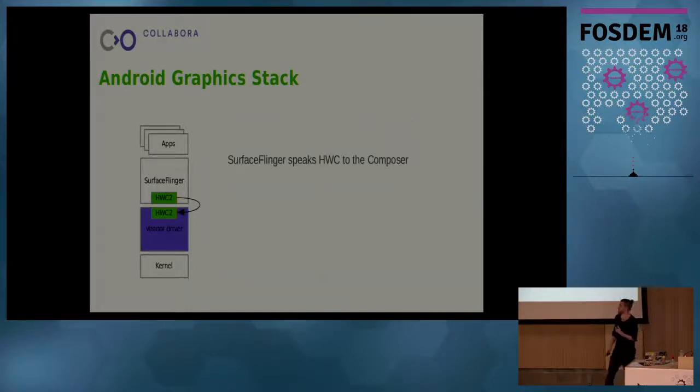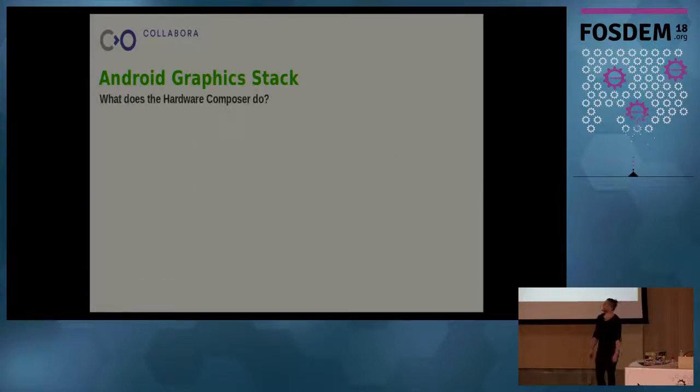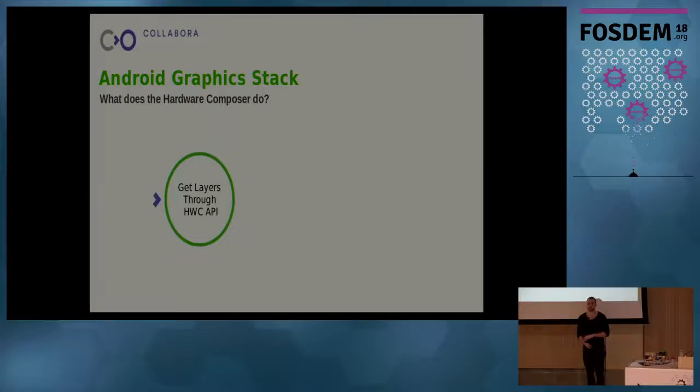And that's basically what it does. So it takes the surfaces, communicates them over a protocol called HWC, the Hardware Composer API, and talks to the Hardware Composer. So what's the Hardware Composer? It just receives layers from Surface Flinger through the HWC API, and then it optimizes them. We'll get into that. And then it outputs it to the display hardware.